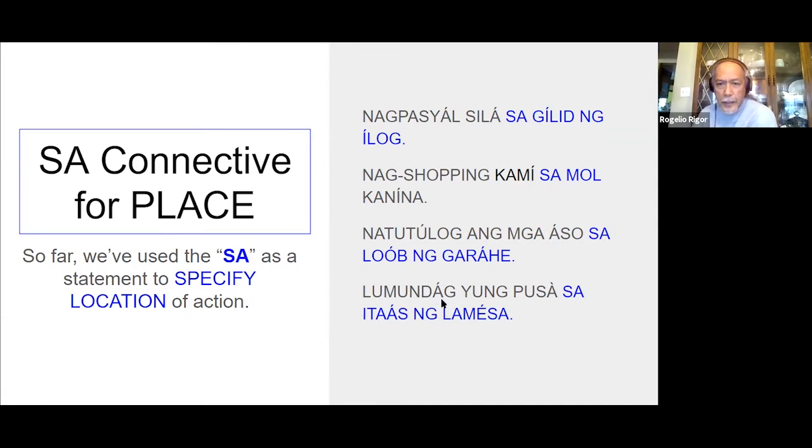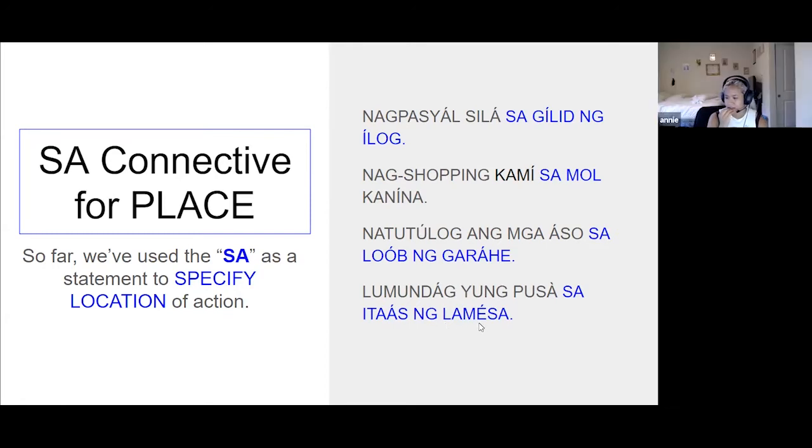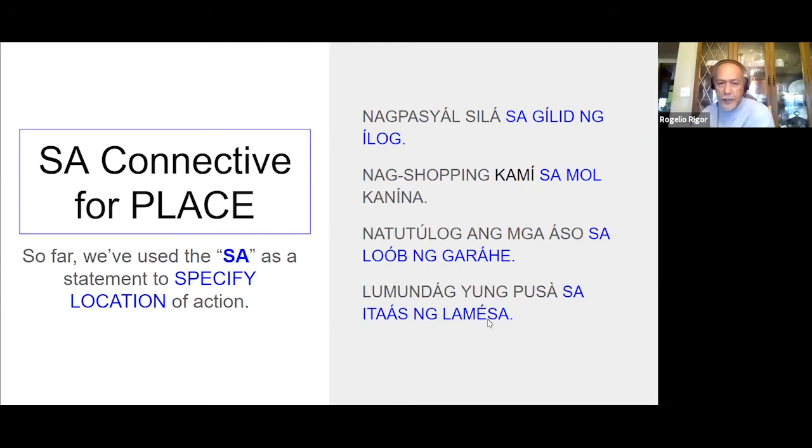Lumundag is to jump. It's an um verb. Yung pusa. And yung is an article that means that. So that cat jumped sa itaas ng lamesa. Taas is on top. Top of? Yes. Table? Counter? Yes, counter, table. La mesa is Spanish, right? So you're beginning to see how some of these words are in Spanish. Garaje, la mesa, okay? Good.